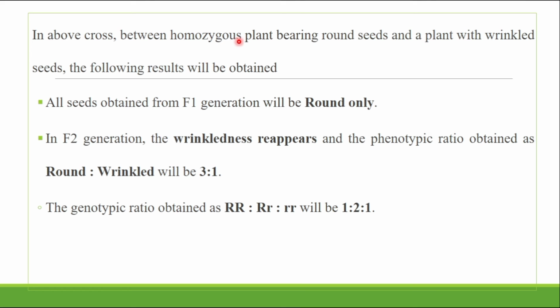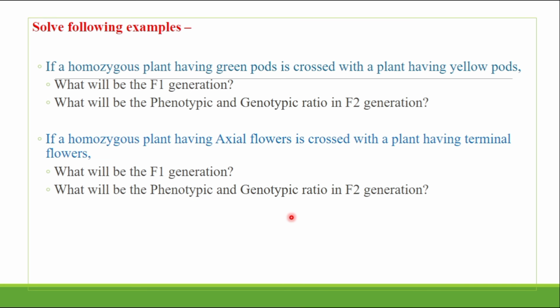In the above cross, the homozygous plant bears the round seed and the other plant has a wrinkled seed. The following result is obtained. What happened in the F1 generation? Only round seeds appeared. In the F2 generation, wrinkledness reappeared, and the phenotypic ratio obtained is 3:1. And what is the genotypic ratio? It is 1:2:1. That is 1 capital R capital R, 2 capital R small r, and 1 small r small r. So the genotypic ratio is 1:2:1.